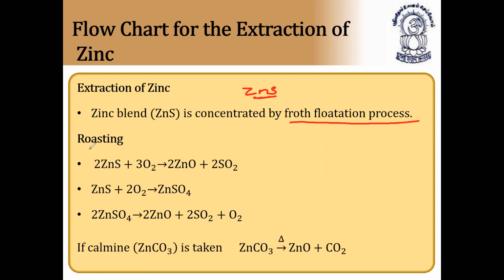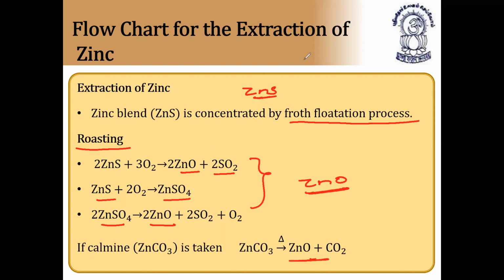What is roasting? Heating the ore strongly in the presence of air is called roasting. When zinc sulfide is roasted, it forms zinc oxide along with sulfur dioxide. Finally, the zinc sulfide is converted into zinc oxide. So on the whole, metal oxide is formed, that is zinc oxide. And if calamine is taken, zinc carbonate on heating forms zinc oxide.